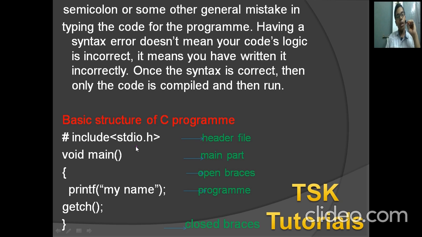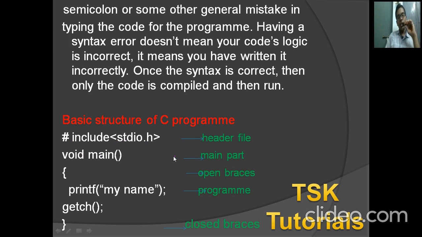This is the opening part, main part, open braces, program, and the closed braces. As includes stdio.h is the main. It's called as the header file. Like when you write something, you will put the heading. Like that, for any code in the C program, include stdio.h is called as a header file. It is common for all the programs in the C language.